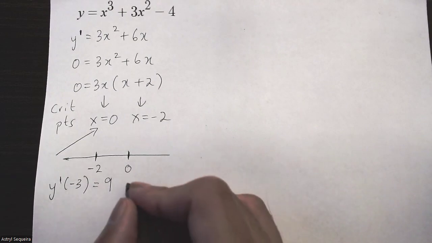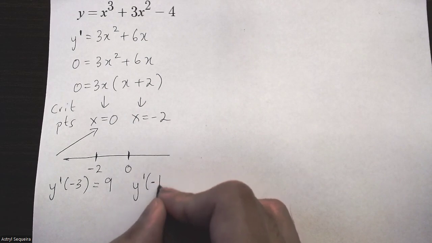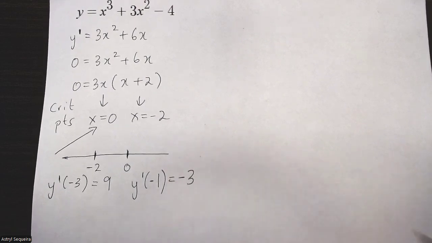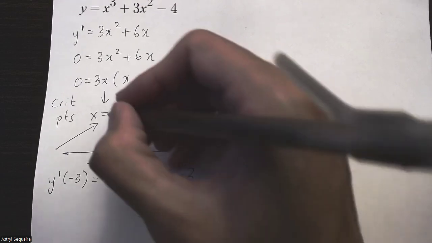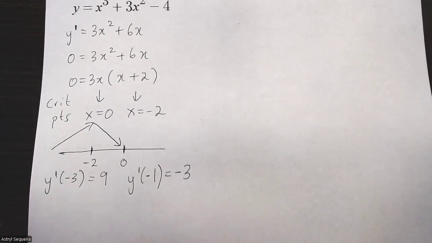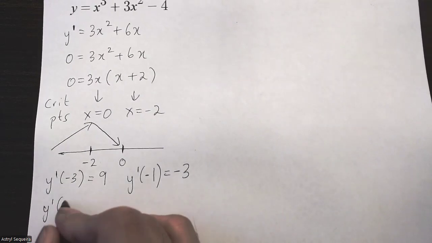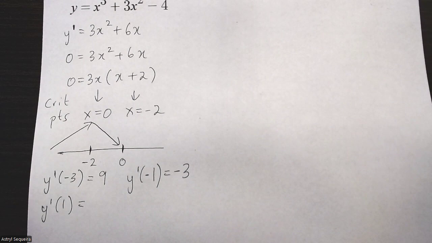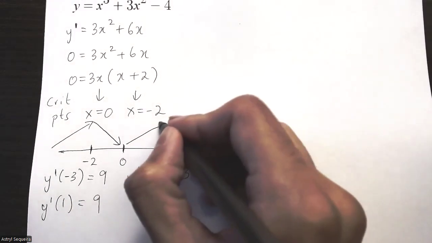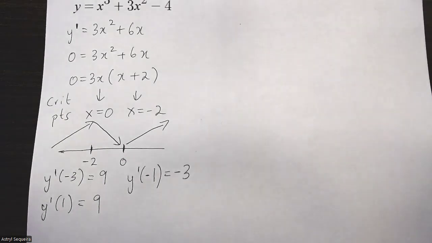Then I'll pick a value between there. Just pick -1. And again, I'll do this in my calculator. Could do it on paper as well, but I'm just going to rely on my calculator for this video. I get -3, since it's a negative value, it's a decreasing interval over there. So I'll draw an arrow going downwards. And last, I'll test +1. And again, I get +9, which means it's an increasing interval right there.